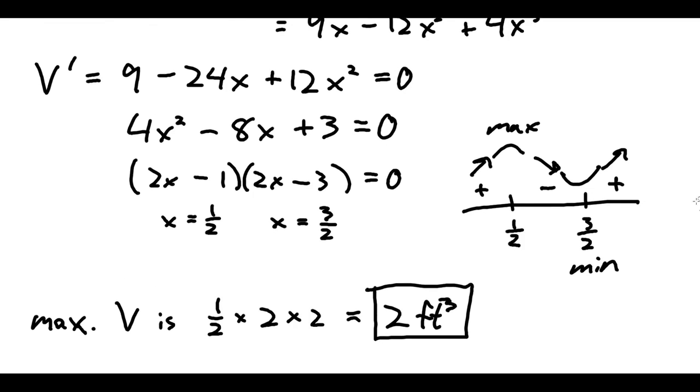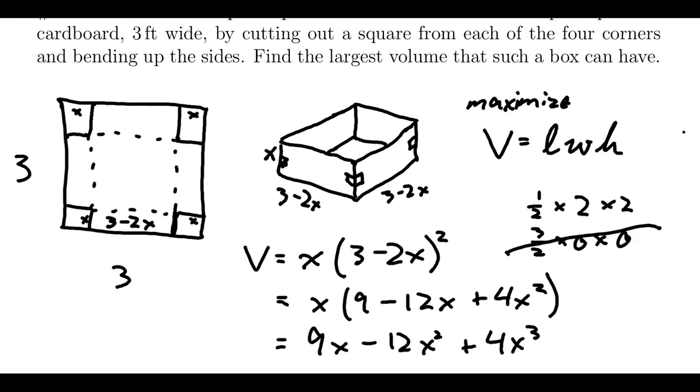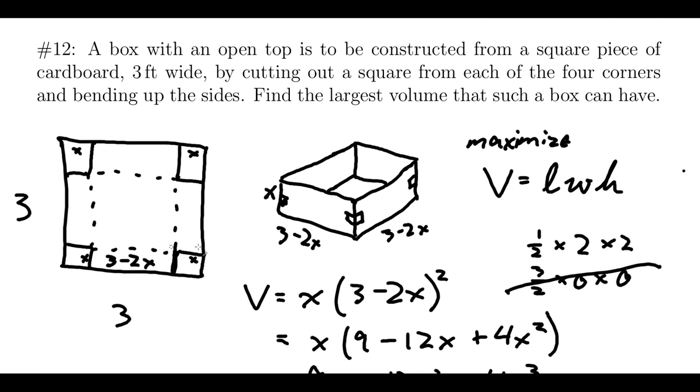But there we go. We have just found that by cutting away 1/2 foot, 6-inch squares off of each corner and folding up a box, we get the largest possible box, which is 2 cubic feet.